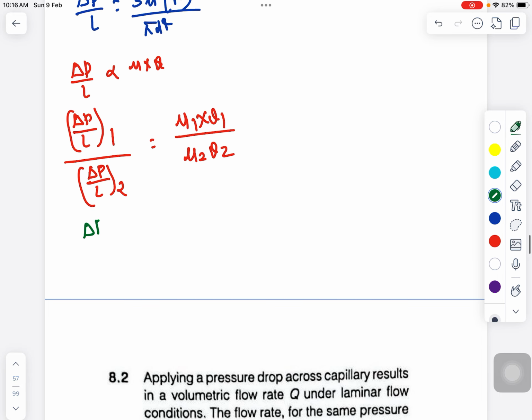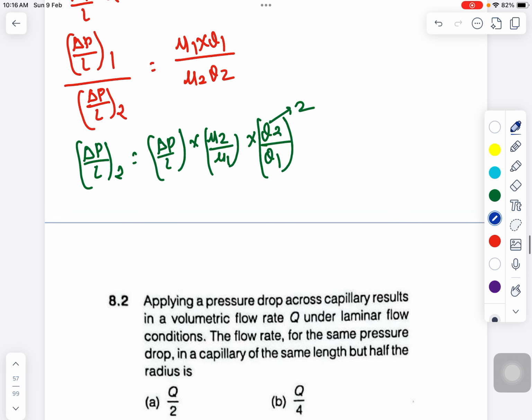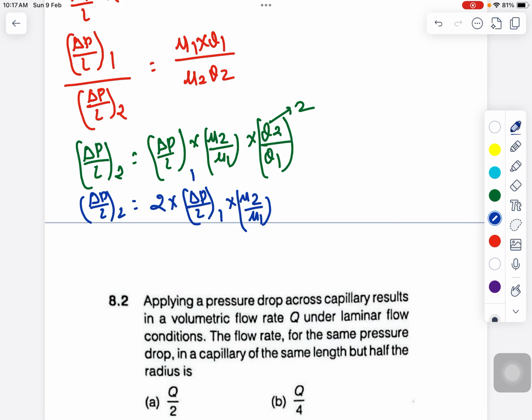So you are supposed to calculate delta P by L for case 2, that will be equal to delta P by L into mu2 divided by mu1 and Q2 divided by Q1. So since this is getting double, delta P by L of 2 should be equal to 2 into delta P by L for 1 multiplied with mu2 by mu1. So if mu2 would be equal to mu1, then definitely delta P by L should be equal to 2 times delta P by L.